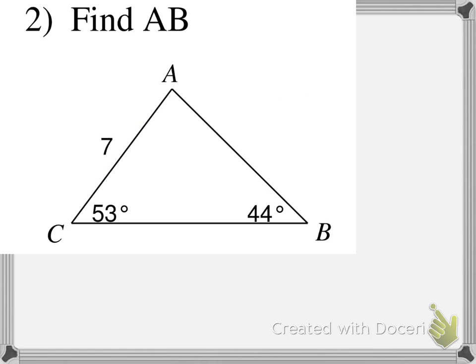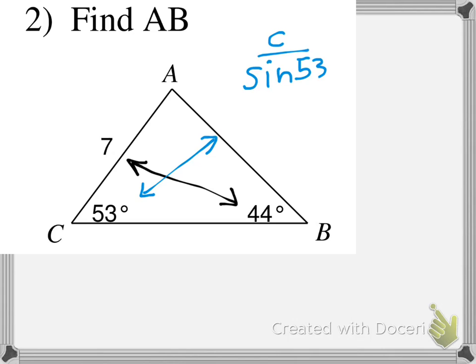On this one, again, to set them up, I see that the 7 is opposite of the 44, and I am trying to solve for side AB, and the 53 is in fact opposite of AB. So I will say c over sine 53. And I'm just using one letter because having multiple variables up there might be a little confusing, is equal to 7 over the sine of 44 degrees.